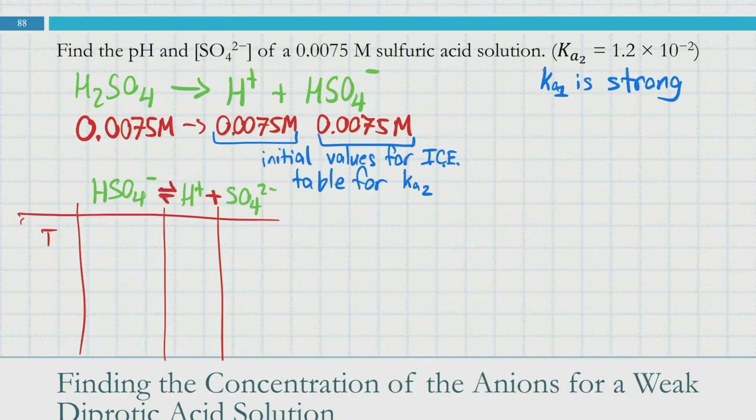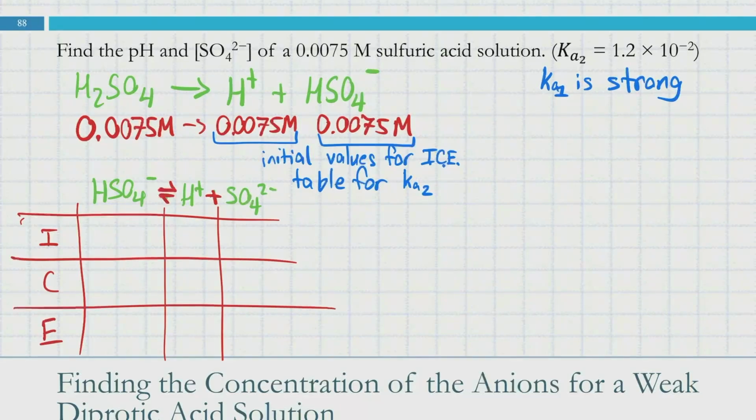Draw in some lines. We'll do capital letters this time. And this is where those initial concentrations from the Ka1 being strong come into play. So this, 0.0075 molar for HSO4 minus, and also for H plus. And our initial concentration of sulfate is going to be 0.